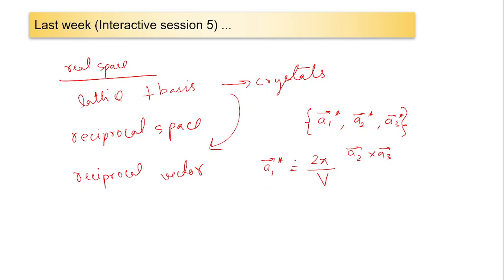This we had discussed. And then we had discussed the reciprocal vector, what its properties are, and the Ewald sphere, and how, in reciprocal space, we can get Bragg's law using the Ewald sphere.